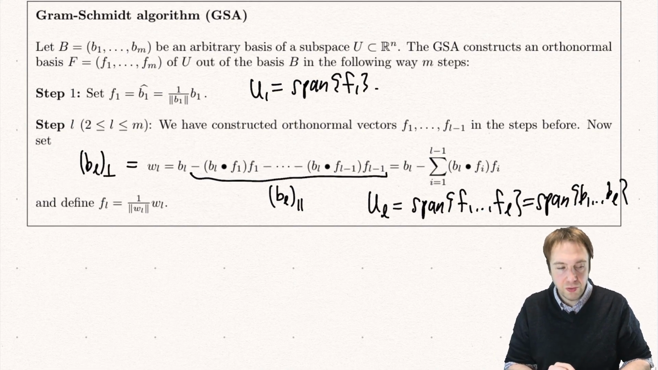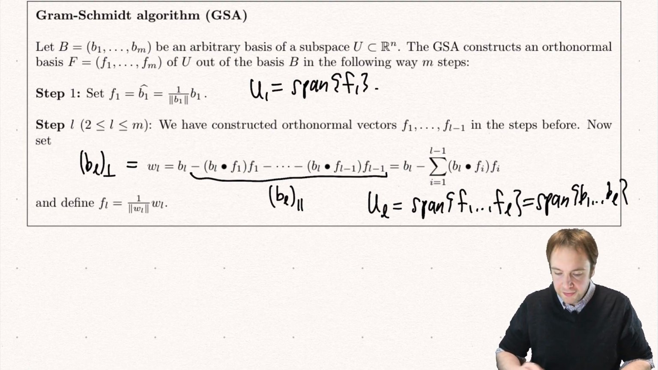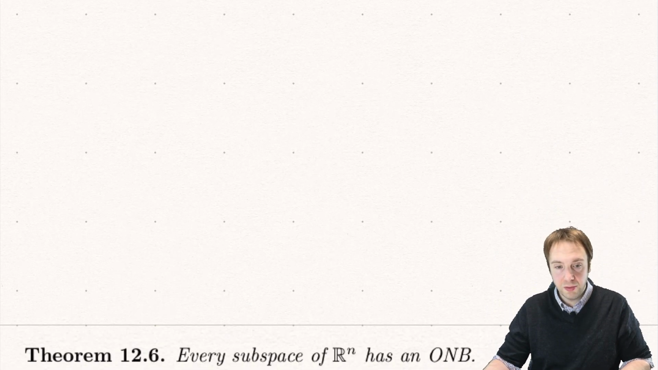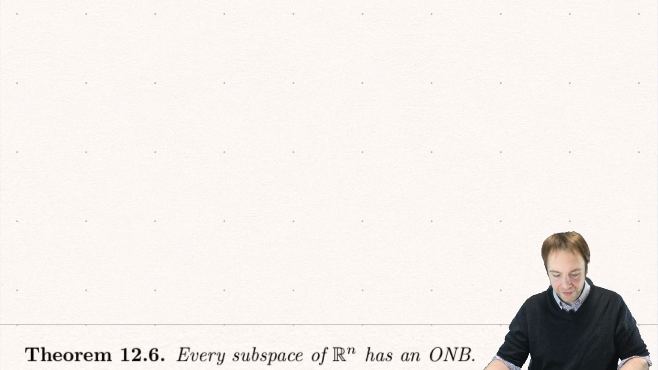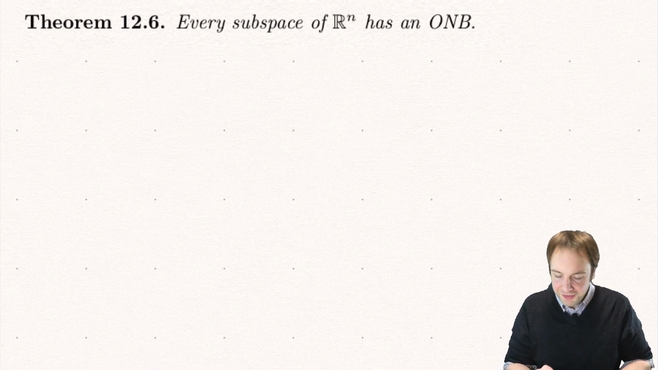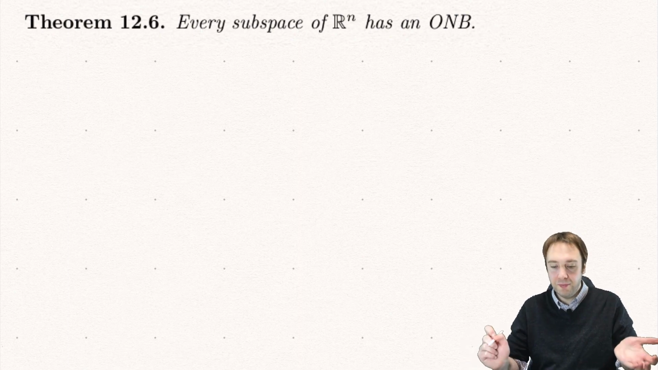And this you do in homework 8 with an explicit example. And as a consequence of this algorithm, we get the following theorem. Yes, so this one here. Namely, the statement is that every subspace of Rn has an orthonormal basis.